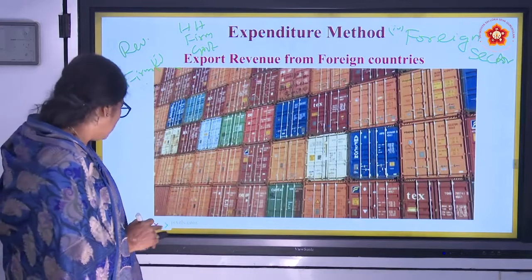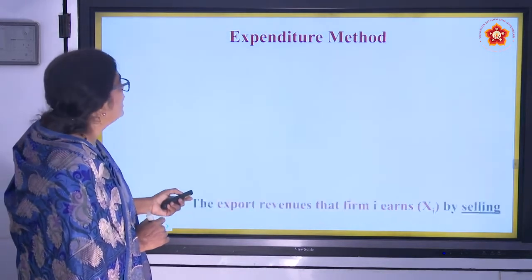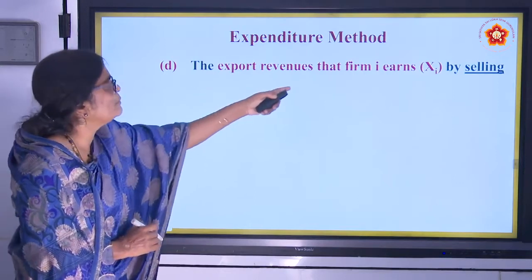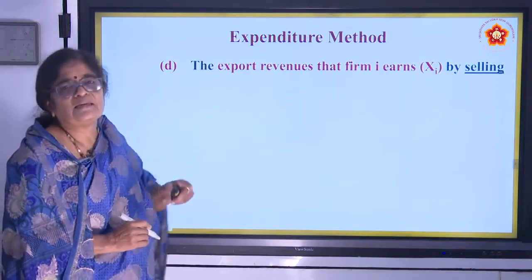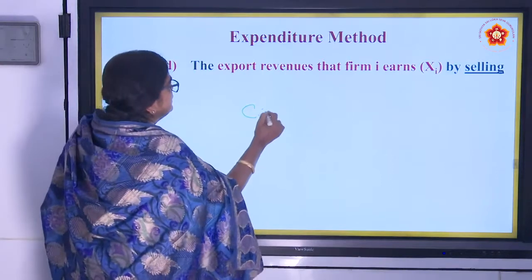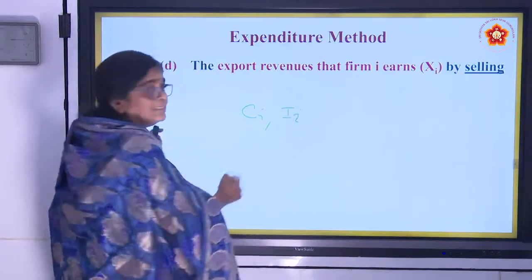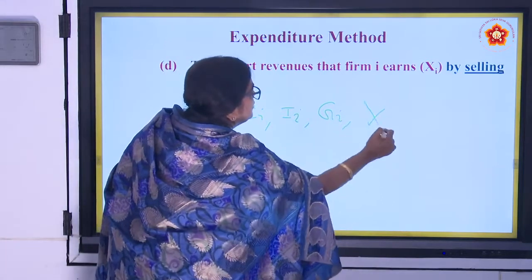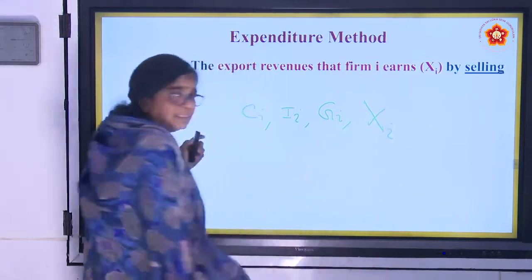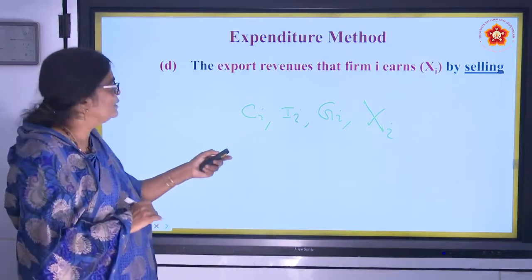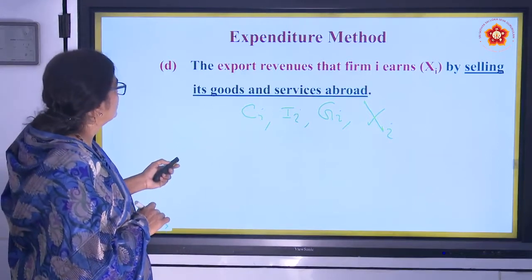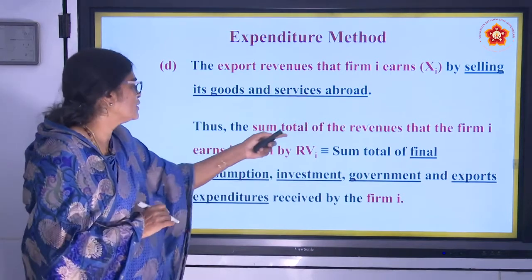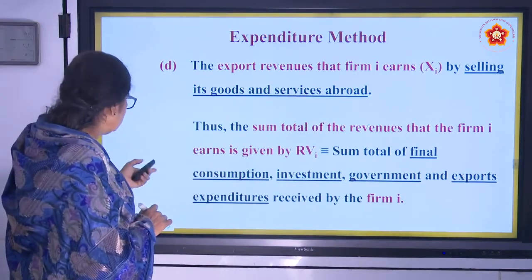I hope you understood very clearly. And now, the export revenue that firm I earned here is XI. We said the consumption expenditure CI, investment expenditure II, government expenditure GI, and export expenditure XI. Each we are denoting in this way. And this is the sum total of the revenues. Now you have to consider one thing.